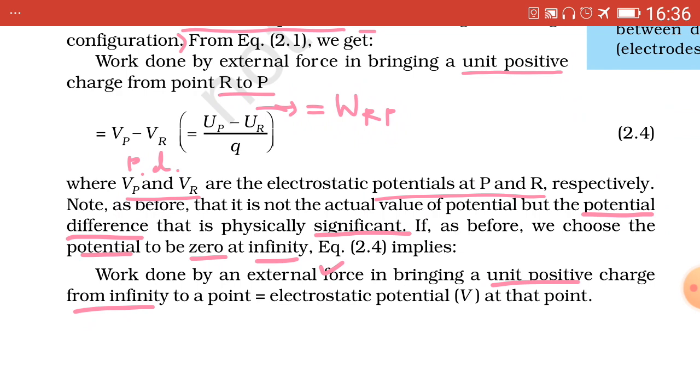Here also, simply electrostatic potential is not significant, but potential difference, in short designated as PD, small letters, P full point, D full point, both small letters. Potential difference is physically significant, and we choose that the potential at infinity is 0. Electric potential at an infinite point is 0.